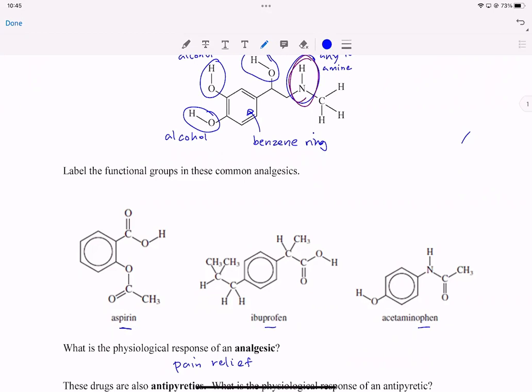Okay, and so when you take one of these drugs, it initiates a pathway that cuts down pain or the sensation of pain in your brain. So let's label the functional groups in these analgesics.